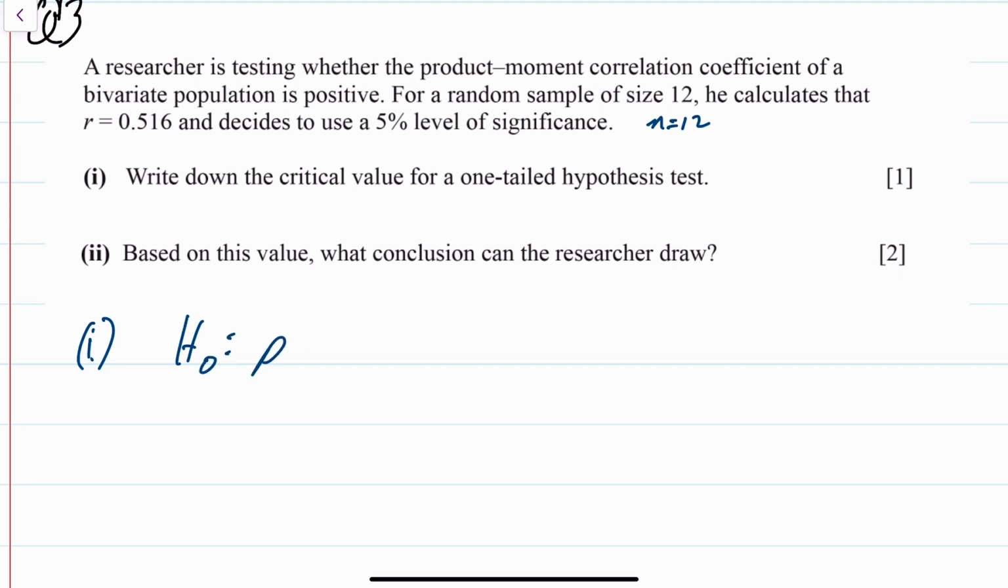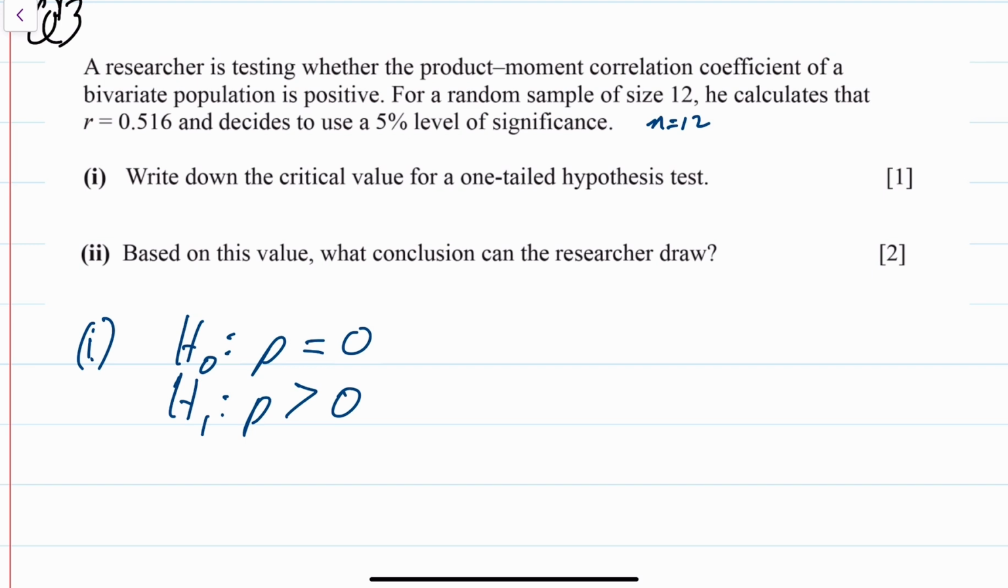I don't know where we're going to get our marks for or how we want to set this out, but H0 is for this. As we said at the start, rho is always equal to 0, and he believes for a random sample he calculates r is equal to that. So it's positive. The researcher is testing whether the product moment correlation coefficient of a bivariate population is positive. So he's testing whether it is greater than 0. That's really what he's testing from that first sentence.